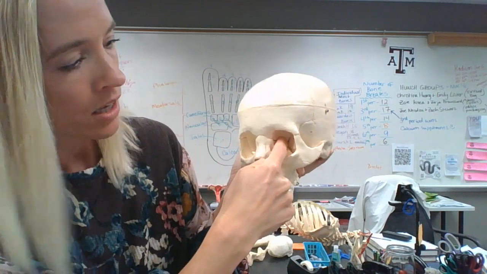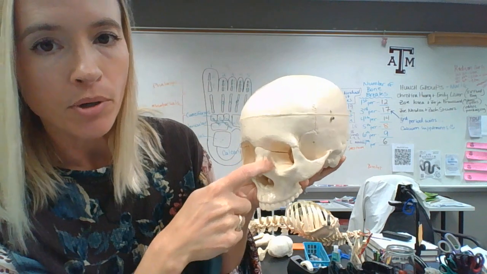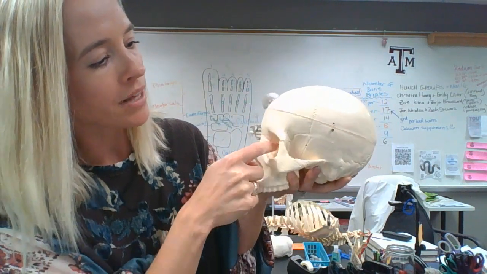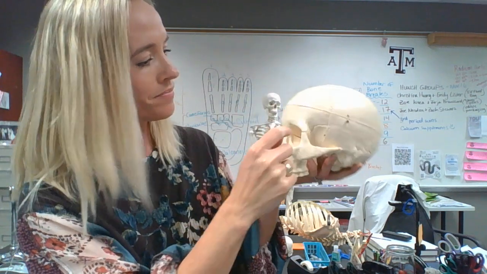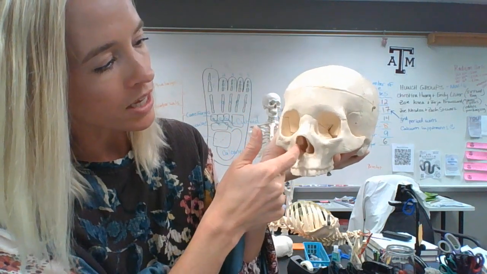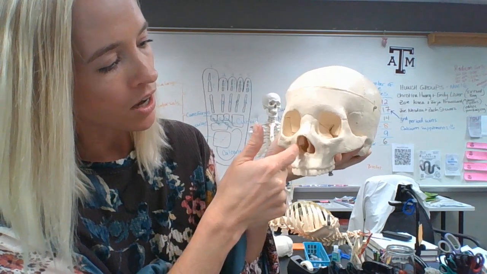ethmoid, lacrimal. And you can see the hole where the tears go down, the lacrimal bone. Lacrimal, ethmoid, sphenoid. Nasal bone, vomer runs right down the middle. And then on the sides are the inferior nasal conchae.